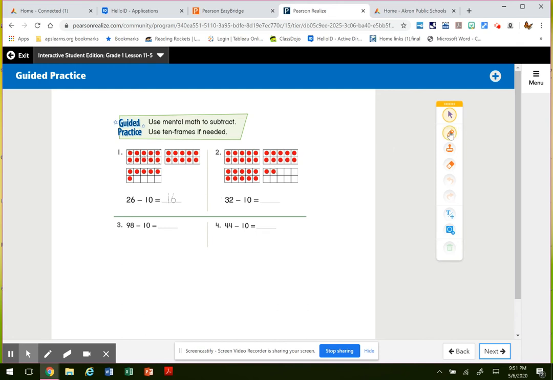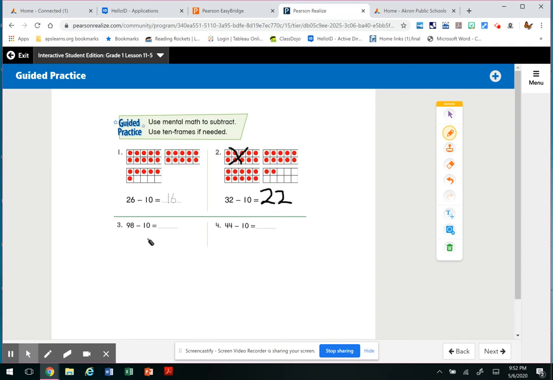So let's try that together. We have 32 take away 10, or 32 minus 10. We have 10, 20, 30, 1, 2. So we have 32 take away 10. We're going to cross out one of the 10 frames, and we have 10, 20, 21, 22. So 32 minus 10 equals 22.